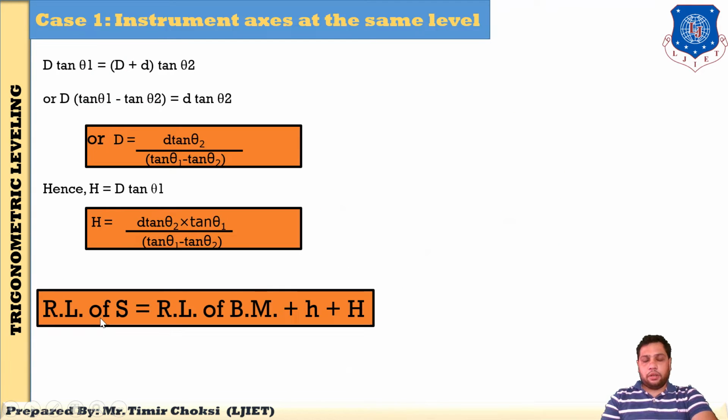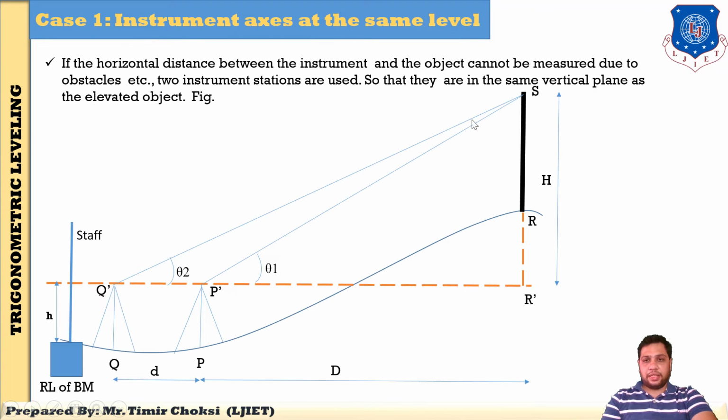Now you have to find the RL of S. This is our sequence: first find capital D, then capital H, and then the RL of S. So what is the RL of S? It is the RL of the top point, so you add the RL of the benchmark plus small h plus capital H.